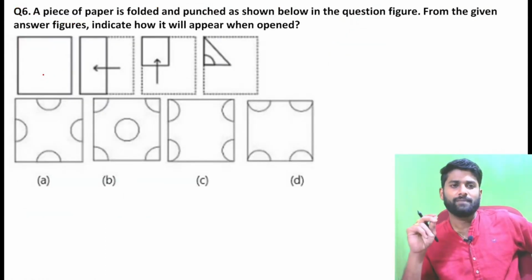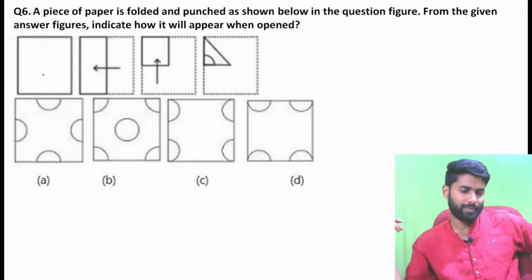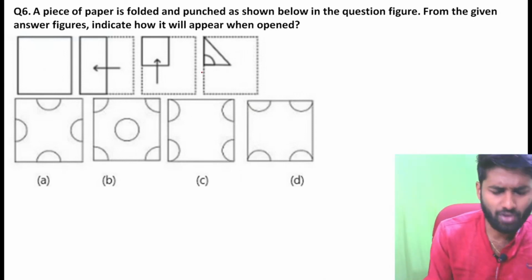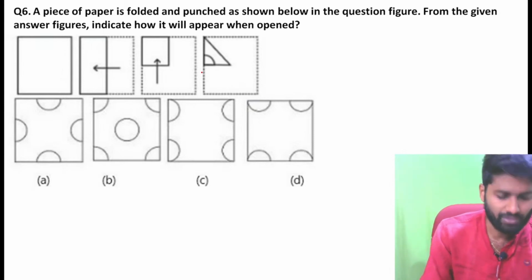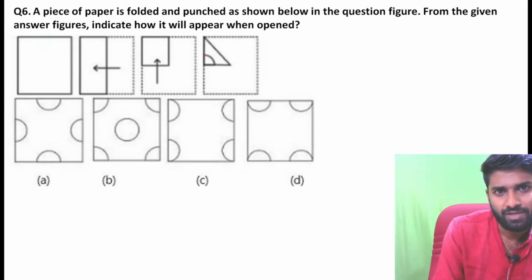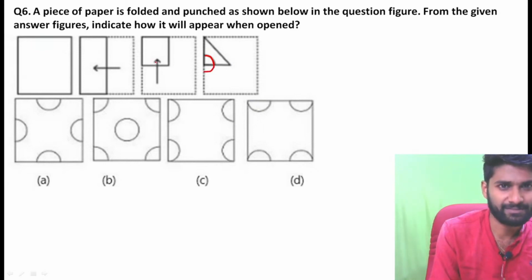Next one. Same, a piece of paper is folded and punched as shown below in the question figure. From the given answer figures, indicate how it will appear when it is open. Same, guys. All these questions represent the visual part only. So what does the visual section mean? So we complete this when it is open. Now the circle is completed here, guys. First part we have completed.